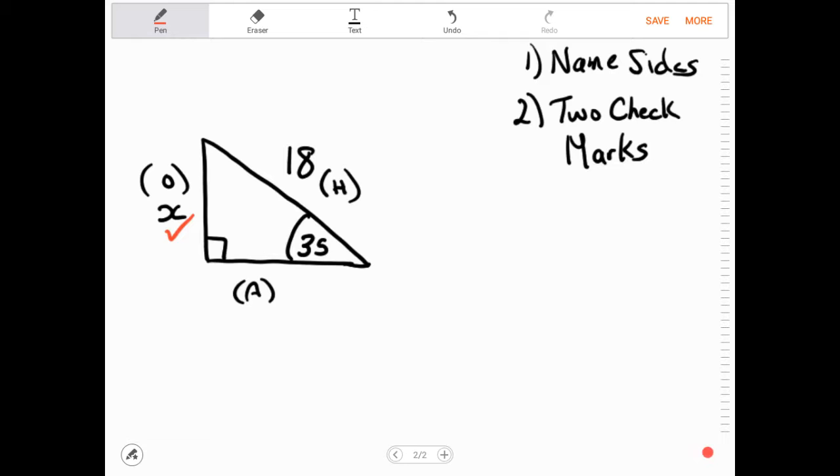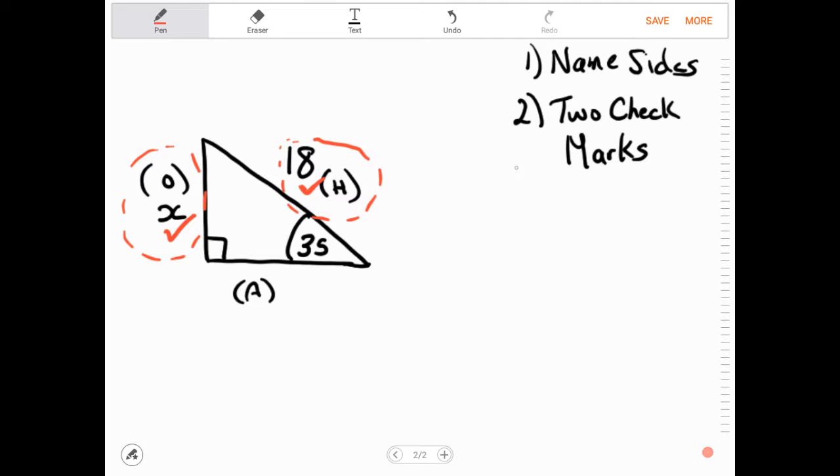Now, of the other two sides, which one are you going to use to help you? If you look at the adjacent, there's no information given to you there at all. So we're not going to use that. Of the adjacent and the hypotenuse, which side gives you information? And of course, that's this one. So now you can see I've put a check mark here and a check mark here. I put a check mark on the opposite, and I put a check mark on the hypotenuse.